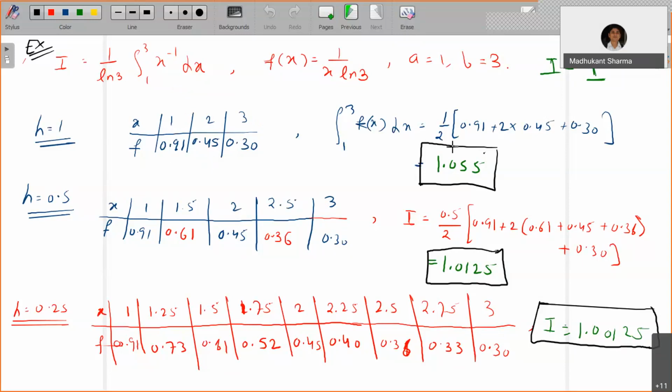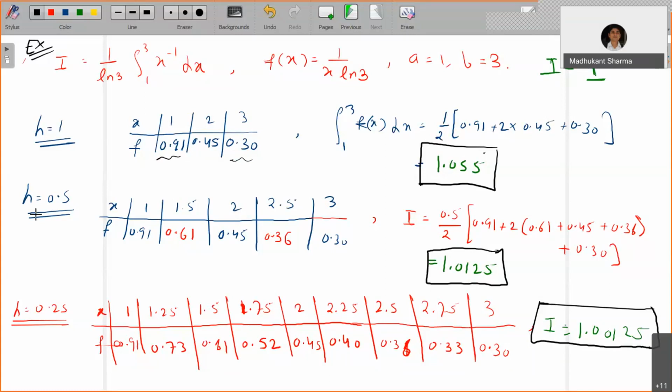Now use the trapezoidal rule. What the trapezoidal rule says is h by 2 times the first value plus last value plus 2 times the sum of the intermediate values. Here there is only one, so this is 2 into this. So it is going to be 1.055.